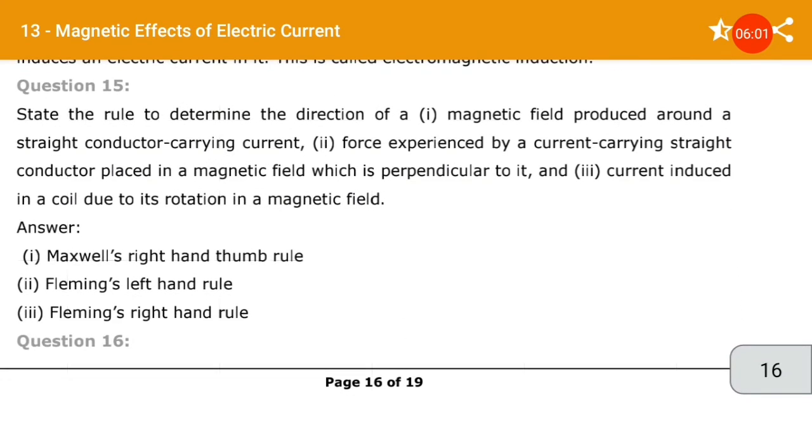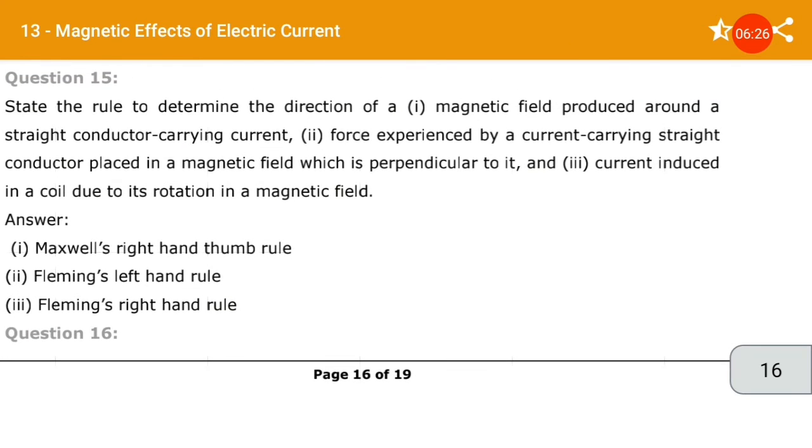Question number 15. State the rule to determine the direction in three cases. First, the magnetic field produced around a straight conductor carrying current. Second, the force experienced by the current carrying straight conductor placed in a magnetic field which is perpendicular to it. Third, the current induced in a coil due to its rotation in a magnetic field.